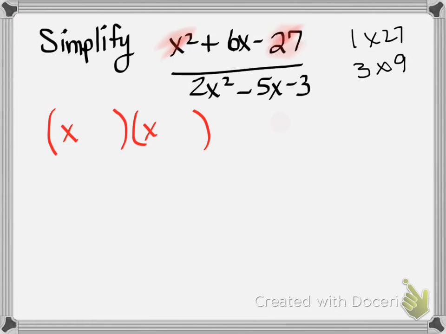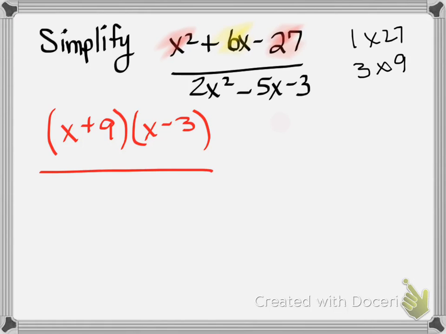You're going to choose the pair that will give you this middle term here. So we're looking for a positive 6. So that would mean that you're looking for a 9 and a minus 3. 9 minus 3 is 6. 9 times negative 3 is negative 27. So you successfully factored the top.